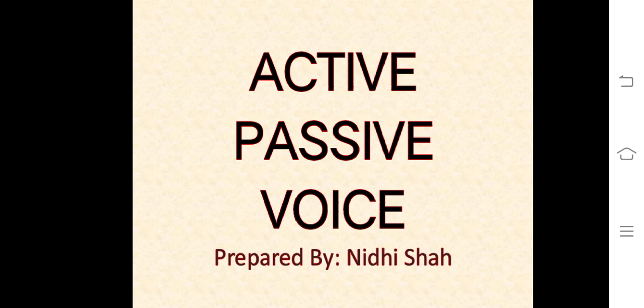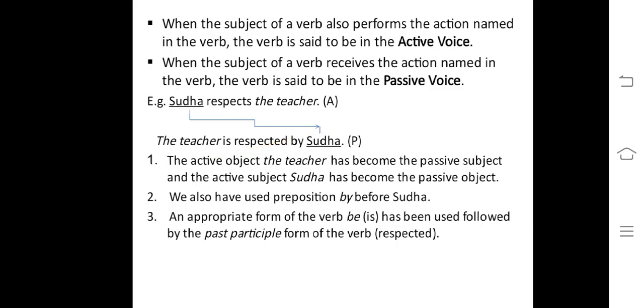We will start this session with the learning of transformation of active and passive voice sentences. A transitive verb, a verb which has an object, has two voices: active voice and passive voice. When the subject of a verb also performs the action named in the verb, it is said to be in the active voice. When the subject of a verb receives the action named in the verb, it is said to be in the passive voice. Look at this sentence.